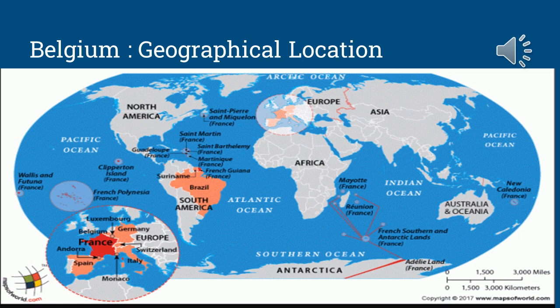Now let's observe the location of Belgium. The geographical location of Belgium is in Europe. You can see here on this world map, it is just north of France. You can see, in between Germany and France you have Belgium.